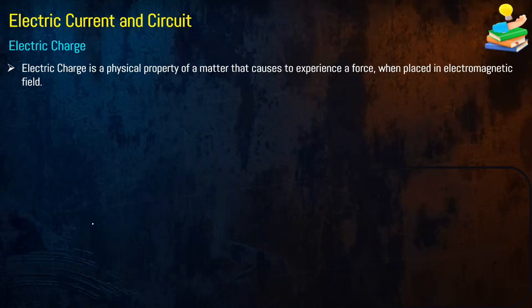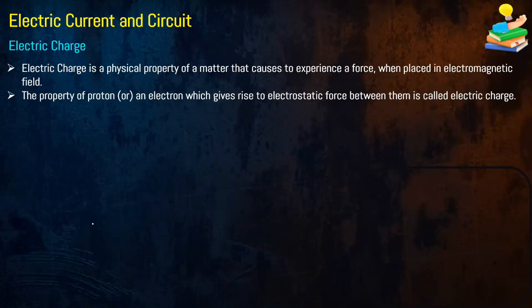You will be calculating the magnitude of electrostatic force between two charges by using Coulomb's law in the IIT Foundation Advanced Level course. Now have a look at another definition for electric charge. The property of a proton or an electron which gives rise to electrostatic force between them is called electric charge. Just now we have given, the procedure to determine electrostatic force between two charges by using Coulomb's law, we can discuss in IIT Foundation Advanced Level course.